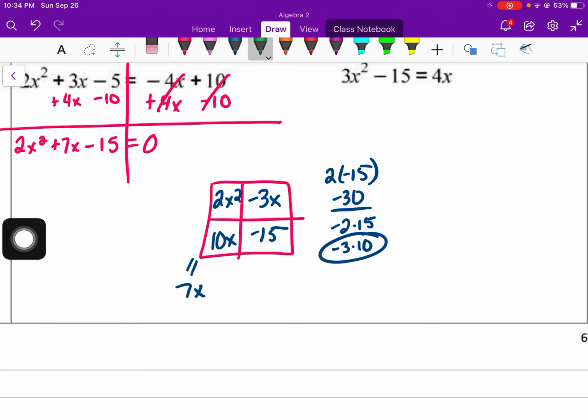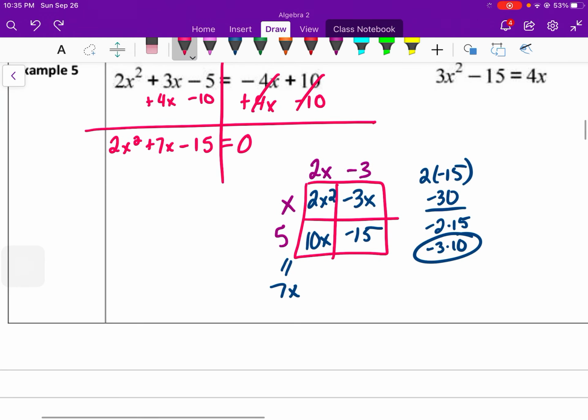Then finding the greatest common factors on the outside. So 2x and 3 have just an x in common. 10 and 2 have a 2x in common. And 2x times x is 2x squared, so we're good there. And then x times negative 3 would be negative 3x, and 2x times 5 would give me the 10. And then just double check, 5 times negative 3 is negative 15, so that works.